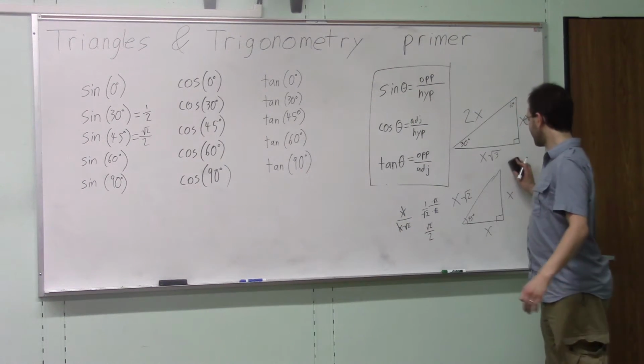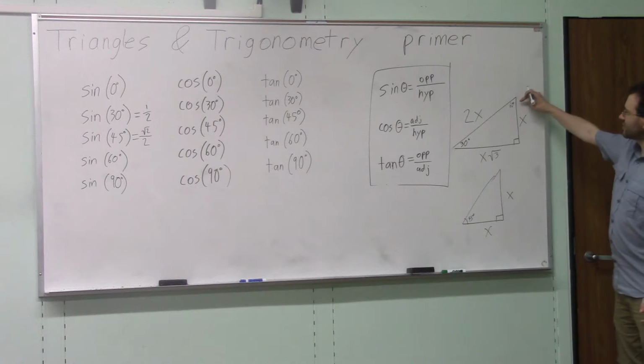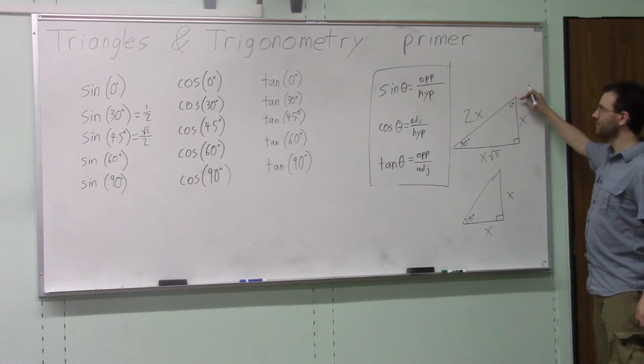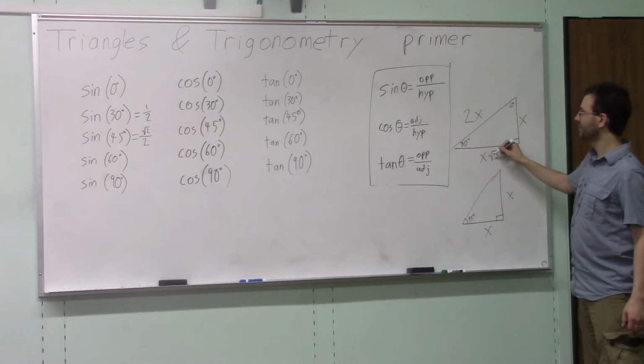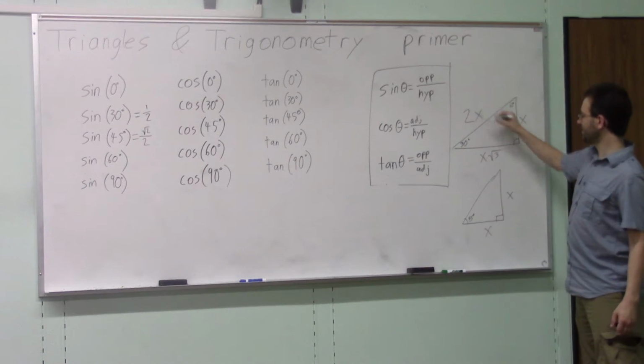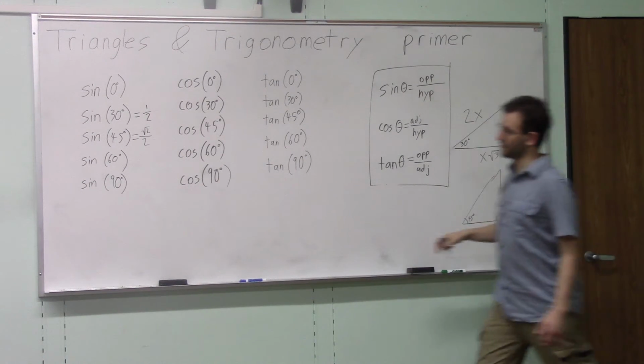Let's find the sine of a 60-degree triangle. Well, this is also a 60-degree triangle because the 60-degree angle is over here. Sine would be the side opposite the 60-degree angle compared to the hypotenuse. x root 3 over 2x, the x's cancel out, you have root 3 over 2.